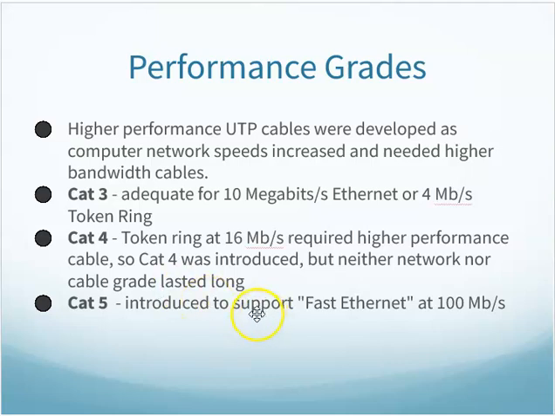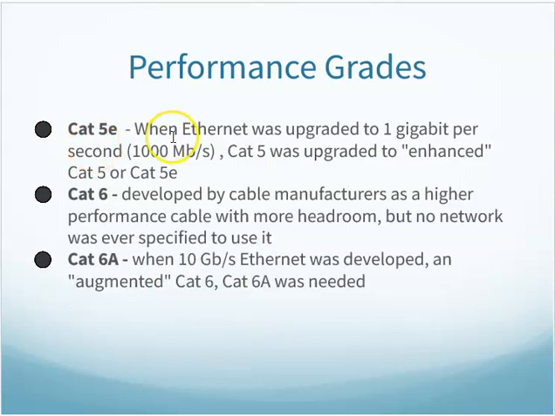Category 5 was introduced to support fast Ethernet, 100 meg. 5E was upgraded. You took 5 and upgraded it. We're able to get gigabit speeds across this, so they called it an enhanced category 5. Category 6 was developed with that divider in the middle, giving you better capability for gigabit. You weren't running so close to the limit of the cable. And then category 6A, augmented 6, was developed to handle 10 gig needs.